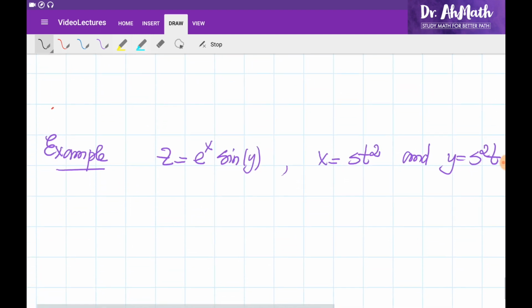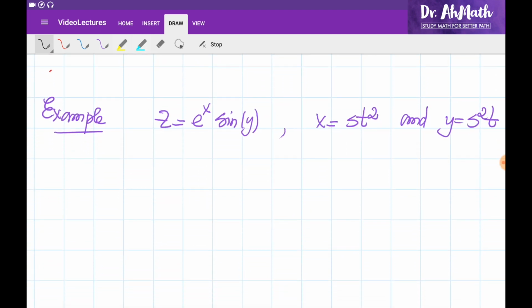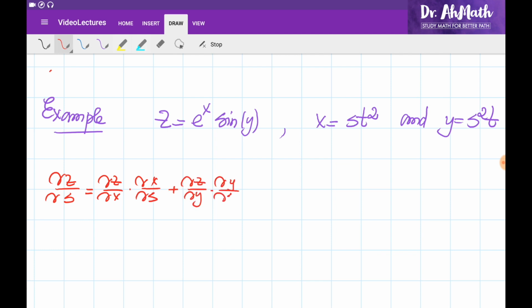So let's do an example in order to try to understand how it works, right? So let's say we're given an example. z is equal to e to the power of x multiplied by the sine of y, where x is some function of s and t, and y is also some function of s and t. So first of all, we need to find the derivative of z with respect to s. This is going to be the derivative of z with respect to x times the derivative of x with respect to s, plus the derivative of z with respect to y multiplied by the derivative of y with respect to s.